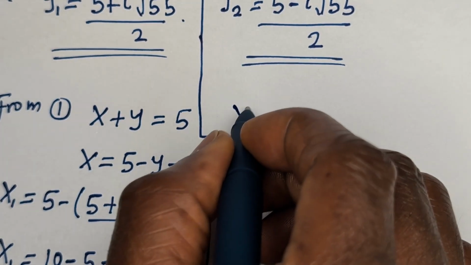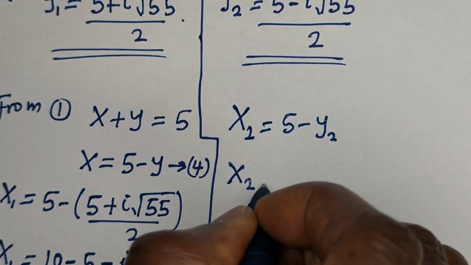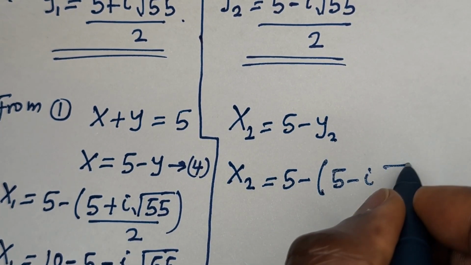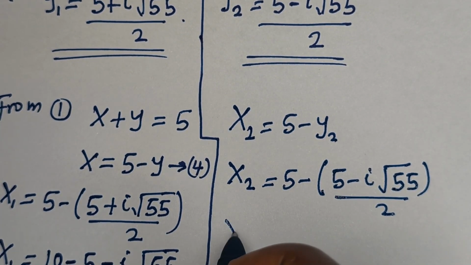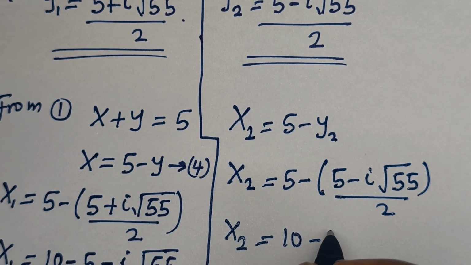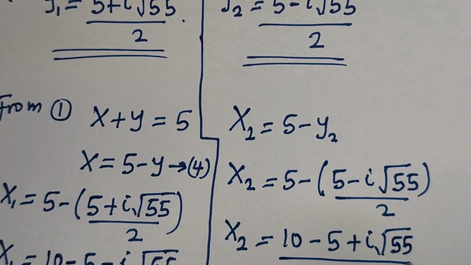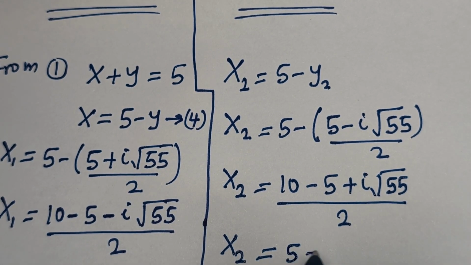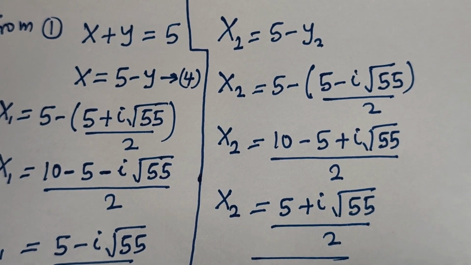And x2 is equal to 5 minus y2. x2 is equal to 5 minus y2, is 5 minus 5 minus i square root of 55 over 2. x2 is equal to 10 minus 5 plus i square root of 55 over 2. x2 is equal to 5 plus i square root of 55 over 2. This is the value of x2.